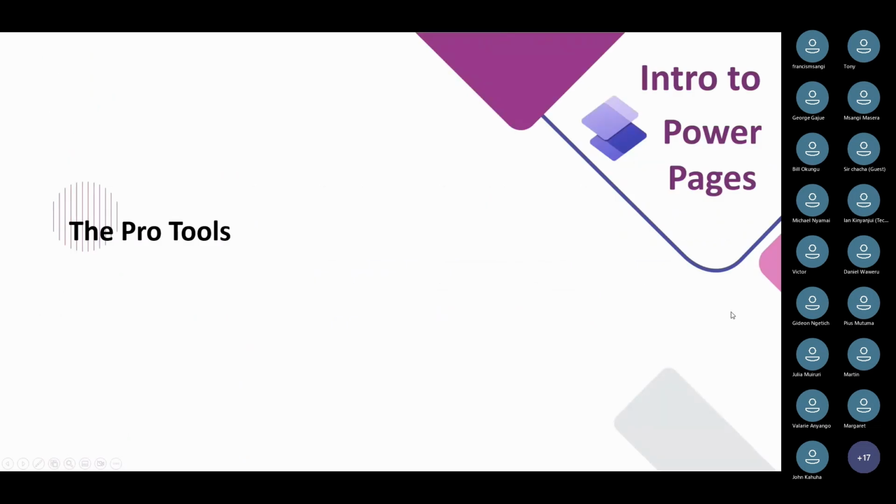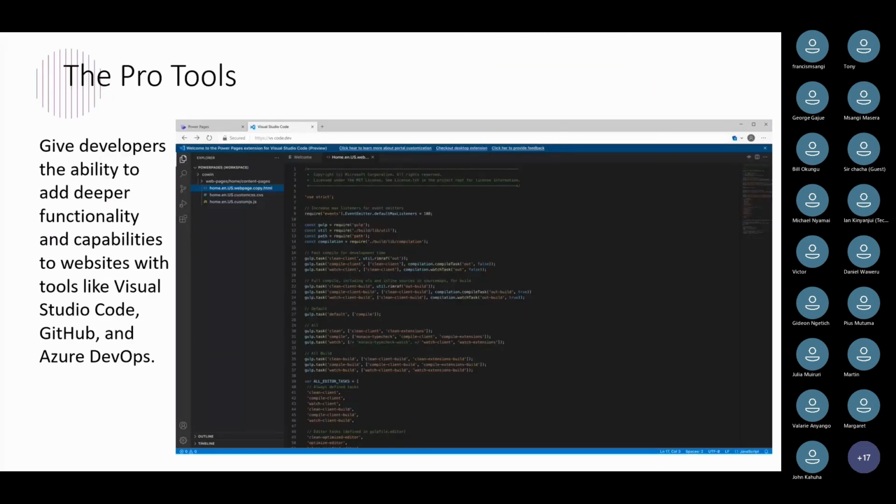So the pro tools. With this, you can easily code your website right from VS Code, the Visual Studio Code. So if you are a pro dev, not used to the drag and drop, or you are not a citizen developer like they said, then you can use this pro tool to code your app, your website.